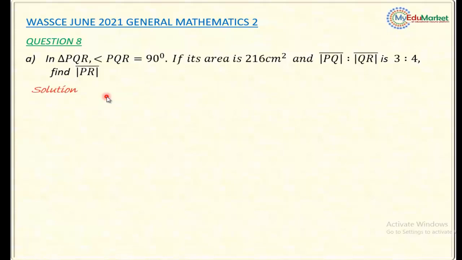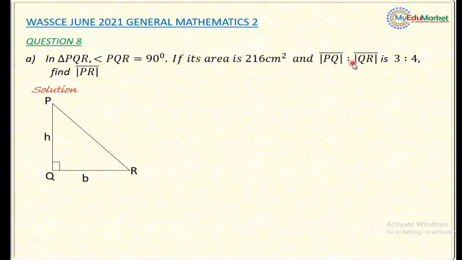Solution to this: what I'll do first is to sketch this right angle triangle. The triangle looks like this, and this is the side QR, which I denote by letter B. This is the side PQ, which I denote by letter H, and this is the angle at Q, which is 90 degrees as given in the question.